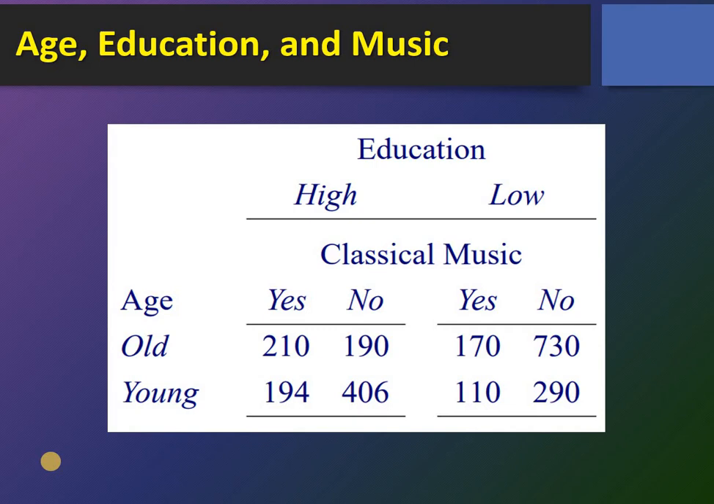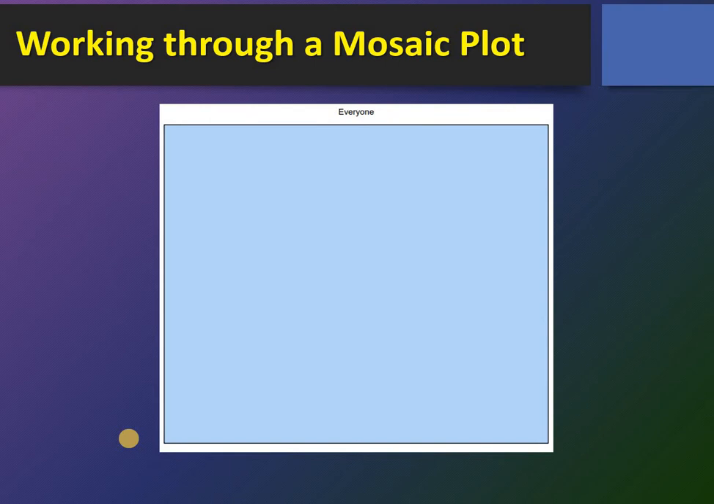But we wanted to take it a step further because our goal here was to examine the distribution of people who listened to classical music. These are all things that might play a part. It might play a part in whether you are older or younger, how much education you've had, and all of this kind of relates. So how do we build one of these mosaic plots?